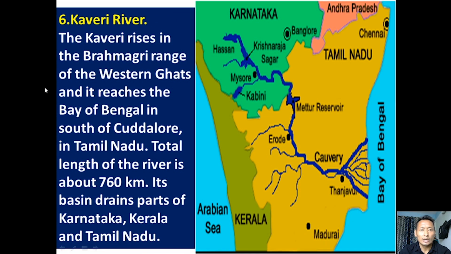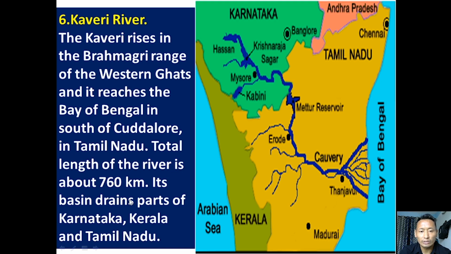Kaveri River. Kaveri River rises in the Brahmagiri hill range. Brahmagiri is a part of Western Ghat, and it finally discharges its river water in the Bay of Bengal Sea. Near Cuddalore, which is a district as well as a city in Tamil Nadu, it finally discharges its river water in the Bay of Bengal Sea. The total length of this river is about 760 kilometers.